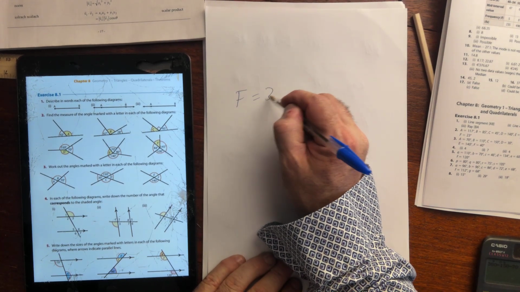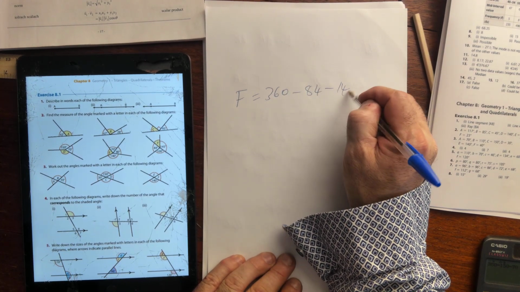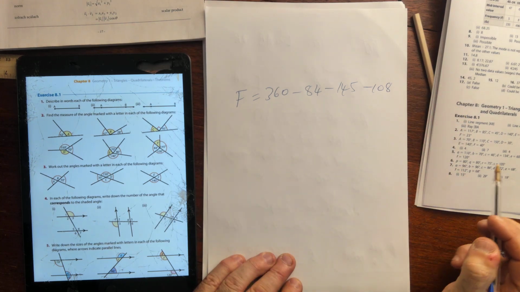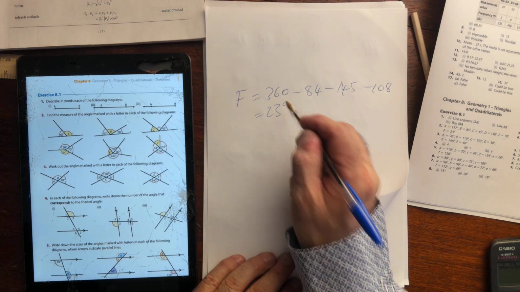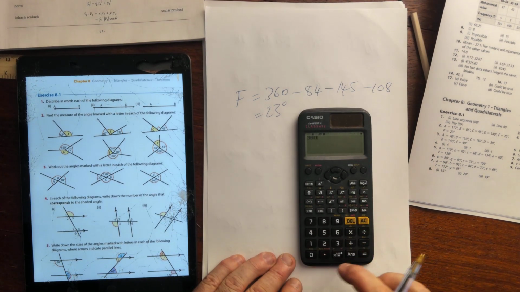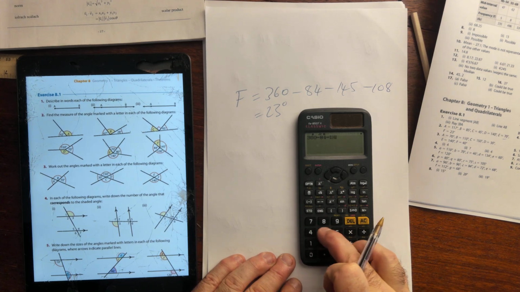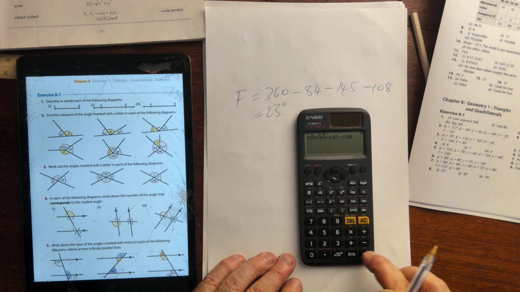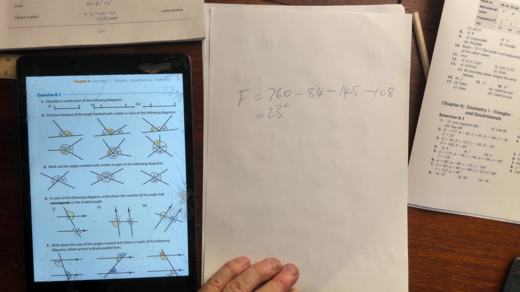F equals 360 minus 84 minus 145 minus 108. You put that in your calculator, you get F equals 23 degrees. Will we check? Let's check. 360 minus 84 minus 145 minus 108. Yes, 23 degrees.